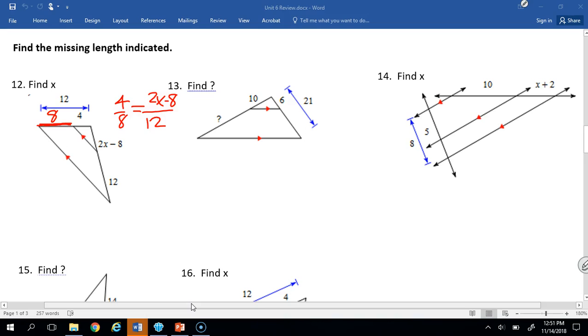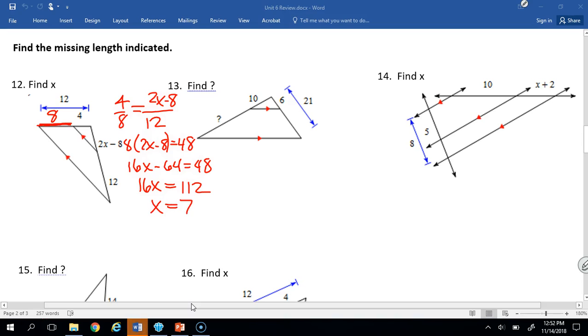Going to cross multiply here. 8 times 2x minus 8 equals 4 times 12 is 48. This is going to be 16x minus 64 is equal to 48. So I'm going to add 64 to the 48, and that's going to get me 16x equals 112. And 16 goes into 112 7 times, so x is equal to 7 here.